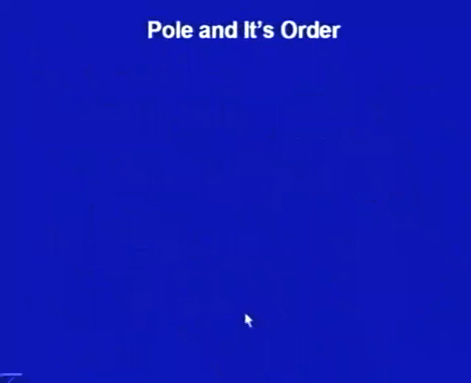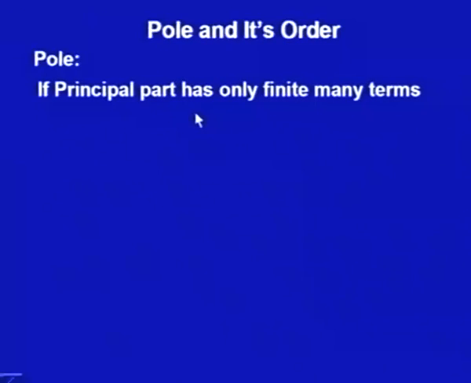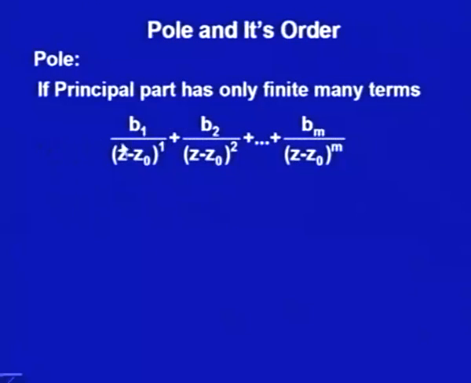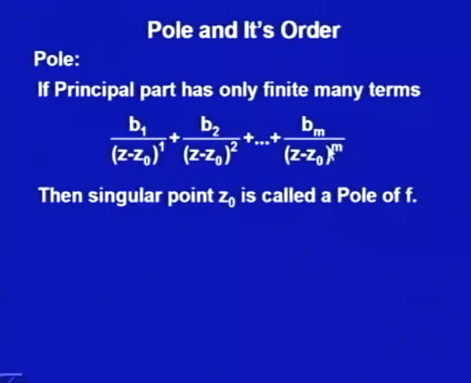We define a pole. If the principal part has only finitely many terms, that is, if the principal part is b 1 upon z minus z naught plus b 2 upon z minus z naught square and so on up to b m upon z minus z naught to the power m, and b m plus 1, b m plus 2 and all those are 0, then we say that the isolated singularity z naught is a pole and the order of that pole is m.